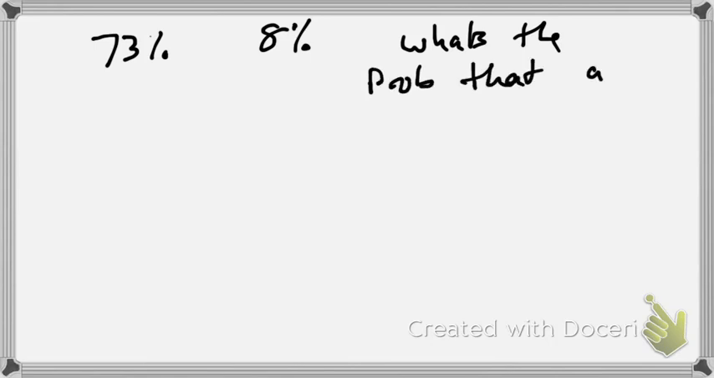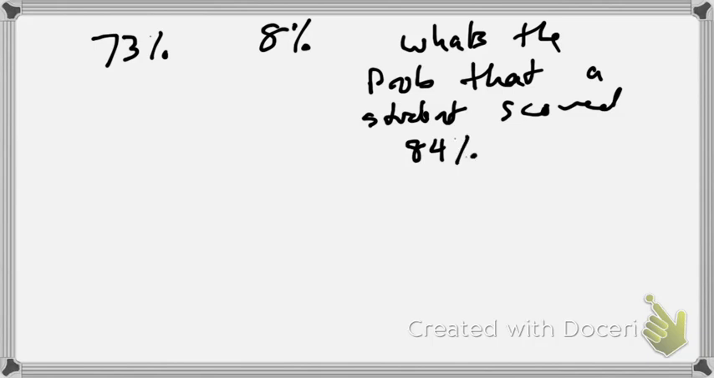Okay? And then it says, what's the probability that any random student scored 84%, or at least 84%. So that's what we're saying. What's the probability that a random student scored at least 84%?